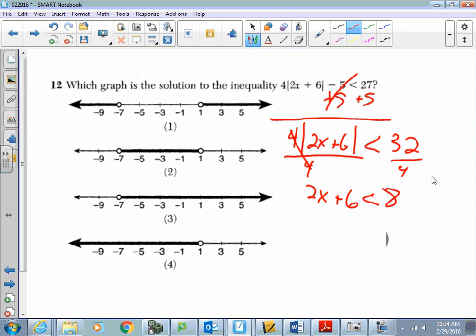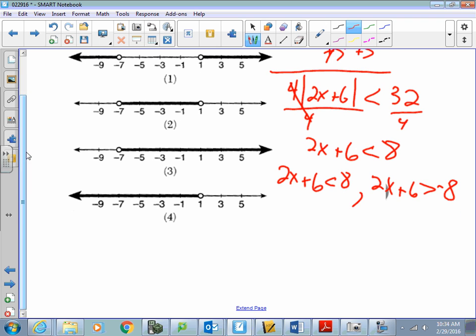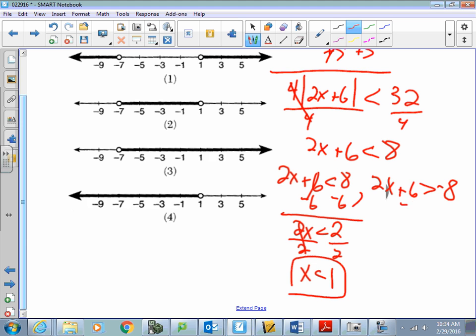Now we want to set up our 2 inequalities. So we're going to have 2x plus 6 is less than 8, same one. And we're also going to have 2x plus 6 is greater than negative 8: switch the inequality, and make the other side negative. There are a lot of ways we talked about doing this, but that's a quick, simple way to do it. Now we just solve both of them. Minus 6, we have 2x is less than 2, divide by 2, you get x is less than 1. And on this side, minus 6, so we end up with 2x is greater than negative 14, divide by 2, and x is greater than negative 7.